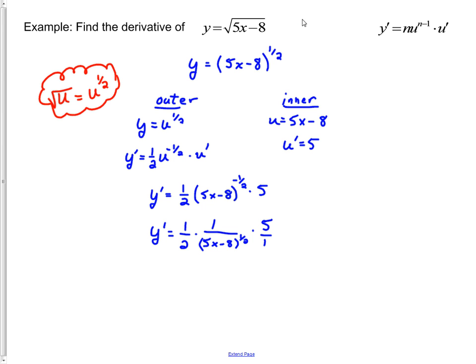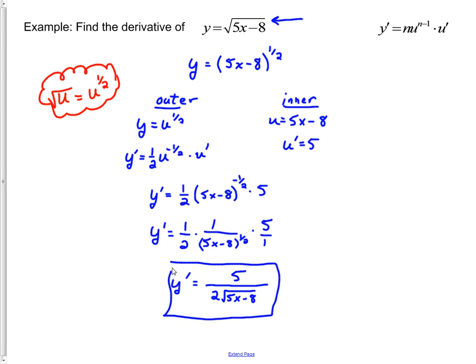Our original expression was given in terms of a radical, so our simplified expression will also be put in terms of the radical. In this case, y prime is going to equal, as a single fraction, 1 times 1 times 5 in the numerator, and the denominator 2 times the square root of the quantity 5x minus 8 times 1. So we just write y prime is equal to 5 over 2 times the square root of 5x minus 8. And we're done with this one.